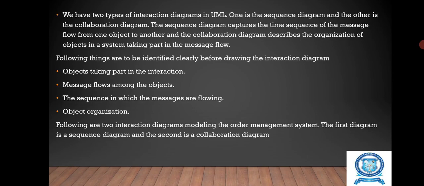We have two types of interaction diagrams in the UML. One is the sequence diagram and the other is the collaboration diagram. The sequence diagram captures the time sequence of the message flow from one object to another, and the collaboration diagram describes the organization of the objects in a system taking part in the message flow. The following things are to be identified clearly before drawing the interaction diagram: objects taking part in the interaction, message flows among the objects, the sequence in which the messages are flowing, and the object organization.